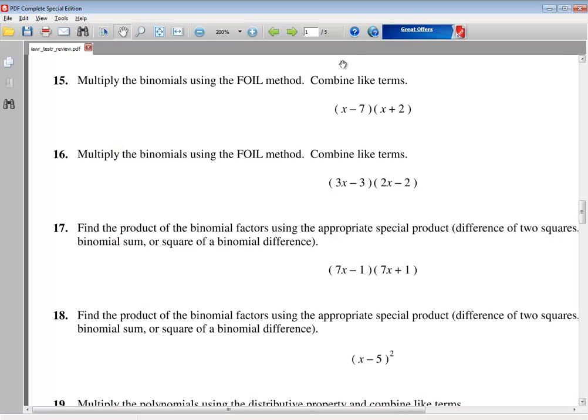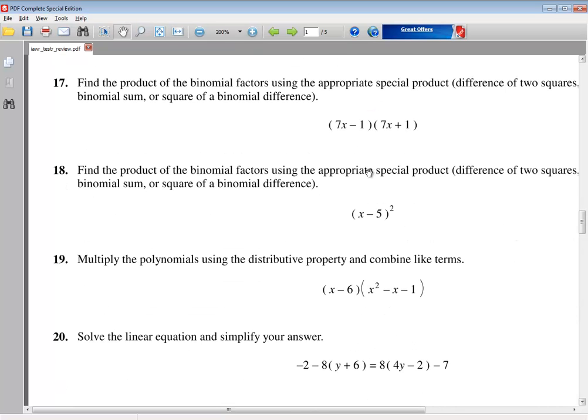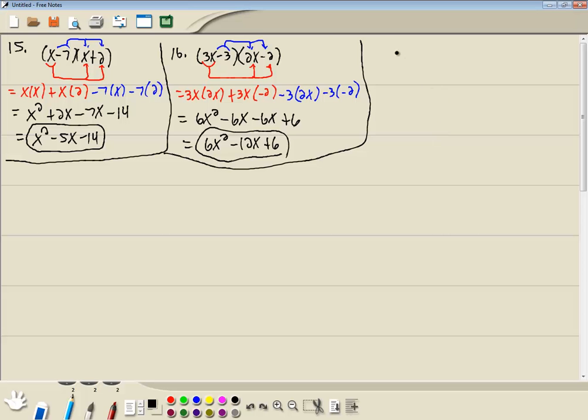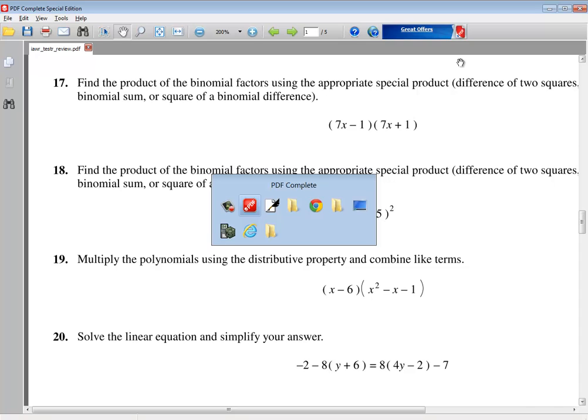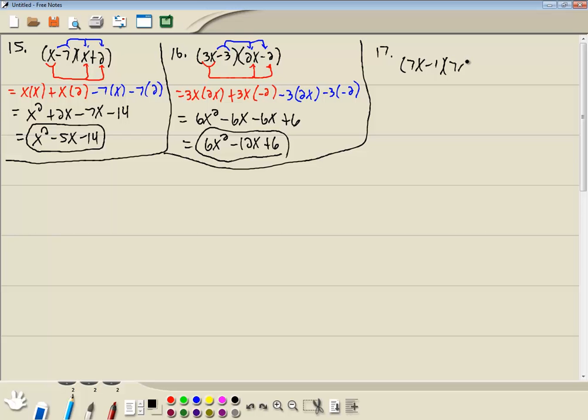Okay, 17. This is one of our special products. So we got 7x minus 1 times 7x plus 1. Now these are conjugates of each other. And what a conjugate is, the first is the same and the second is the same, but the sign in the middle is different. What I mean by that is here's 7x, here's 7x. And here's 1 and here's 1. But this is a minus and this is a plus.